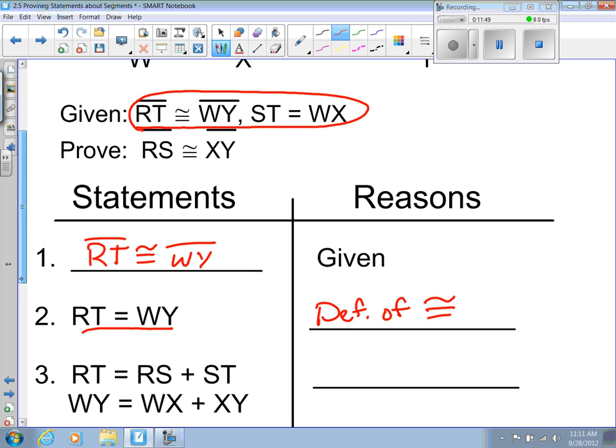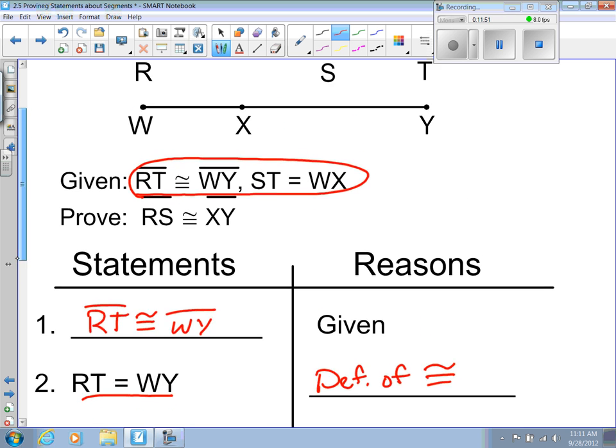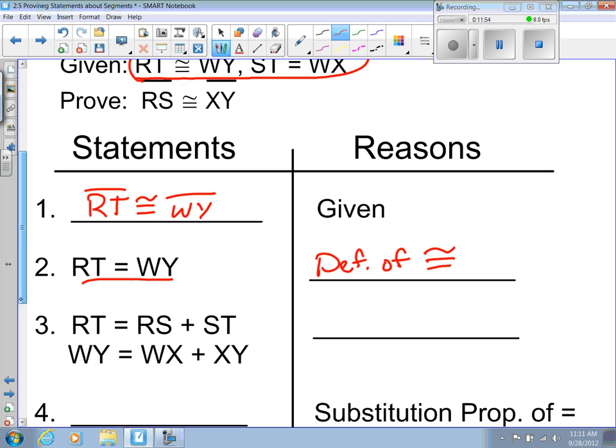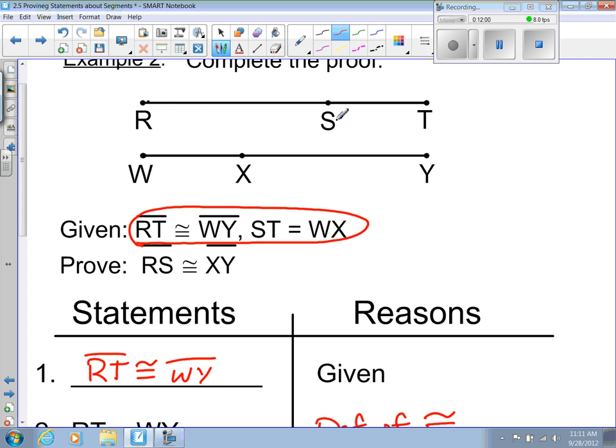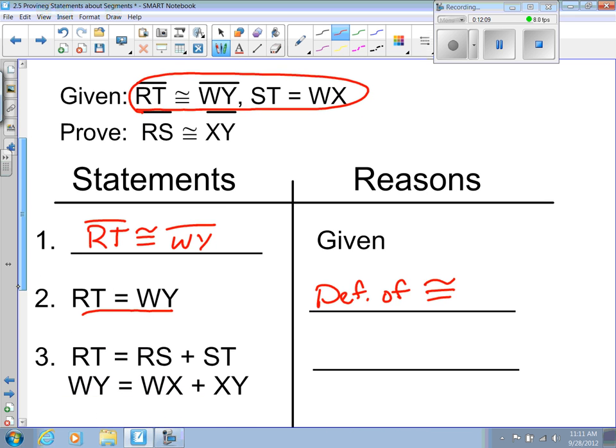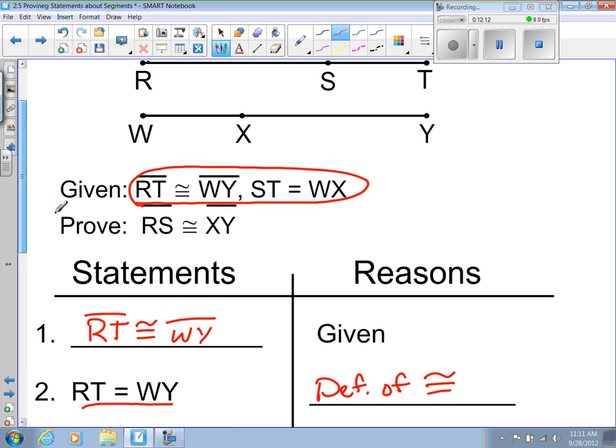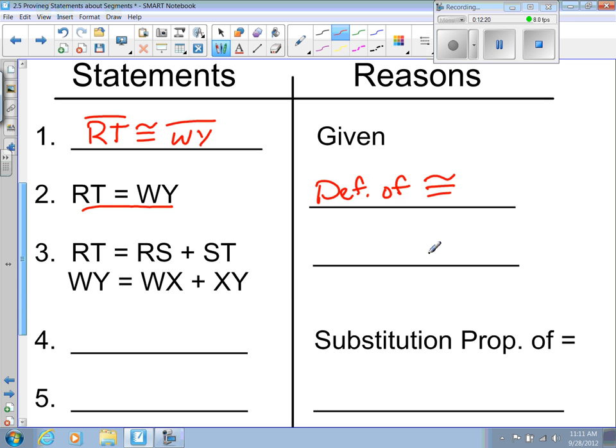So maybe let's look at the picture. RT equals RS plus ST. RS plus ST equals RT. I'm adding two segments together to get a total segment. What property could that be? WY is equal to WX plus XY. Add these two segments together to get the total segment. That's a postulate. What postulate is it? That is your segment addition postulate.